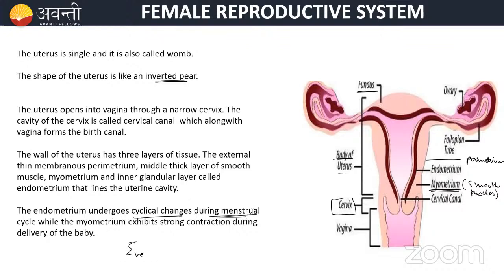And there's one more thing. Inside the endometrium, there are two layers. One is stratum basalis, one is stratum functionalis. So stratum basalis remains constant, but stratum functionalis is the one which undergoes the changes. Okay? So out of three layers of the uterus, endometrium is the one which is undergoing the changes. And inside the endometrium, stratum functionalis is the one which is undergoing the changes. Remember this, very, very important point.